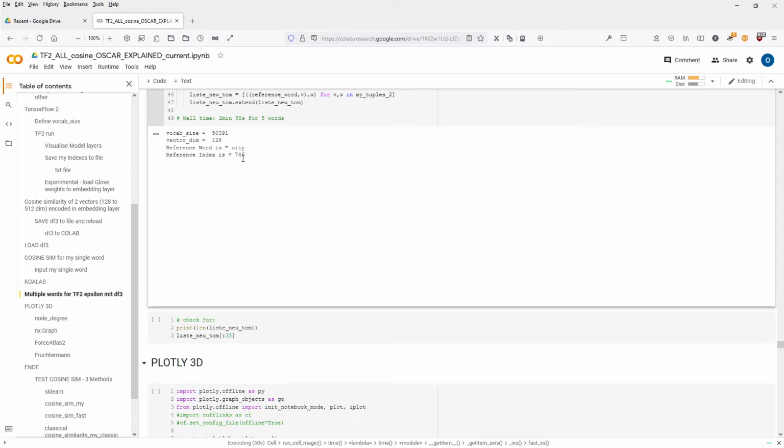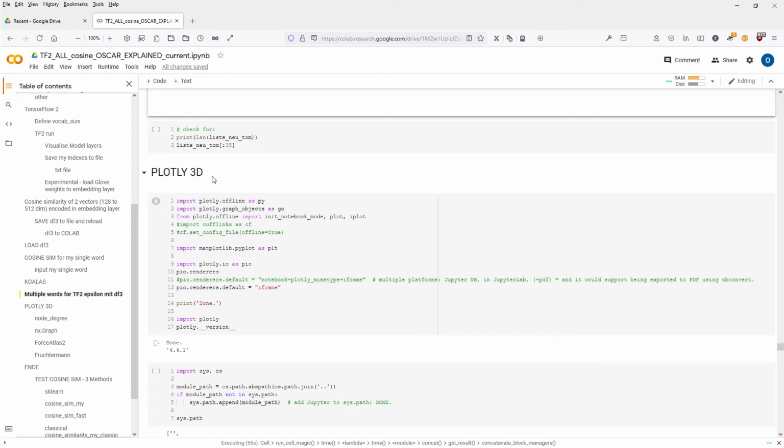Let's have a peek preview of what we're gonna do. Of course, I wanna have a visualization. And I go with Plotly. I have Matplot, and then I have just the renders. I use an iframe here in Colab.